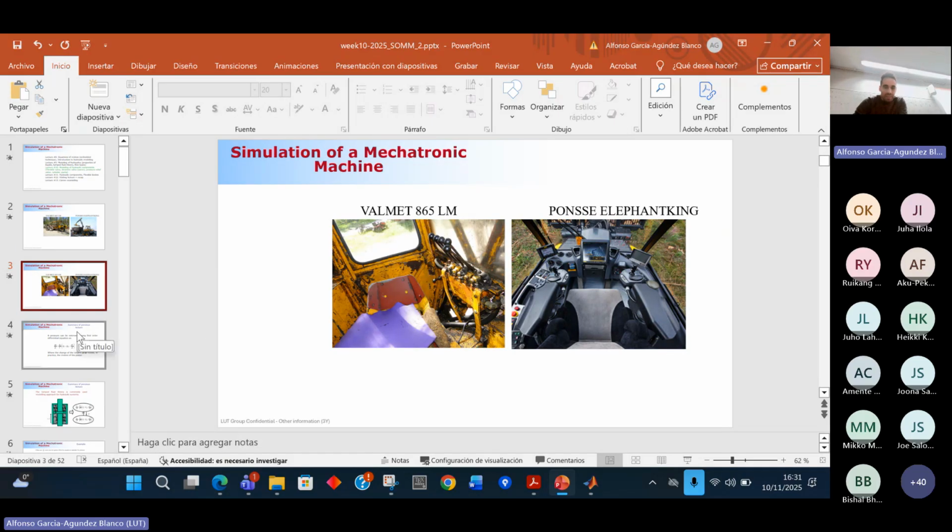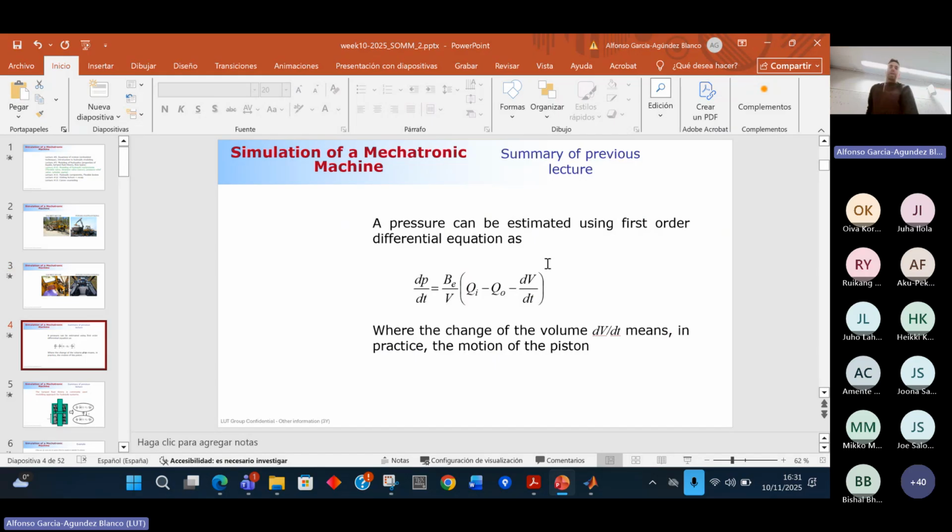This from the application point of view. Now, as a summary of the previous lecture, and this is very important, okay? I'm going to try to review everything for the exam. If you remember from the previous lecture, you were using the lumped fluid theory to model the pressure evolution in different control volumes. You studied this, right?